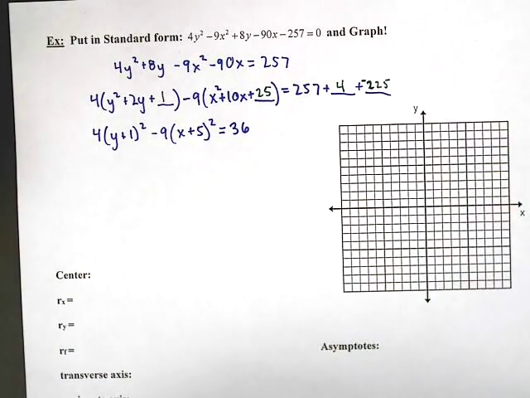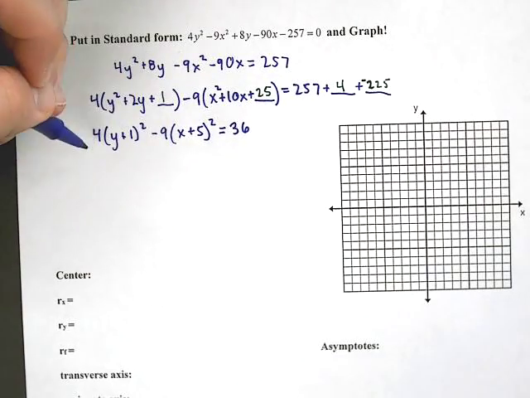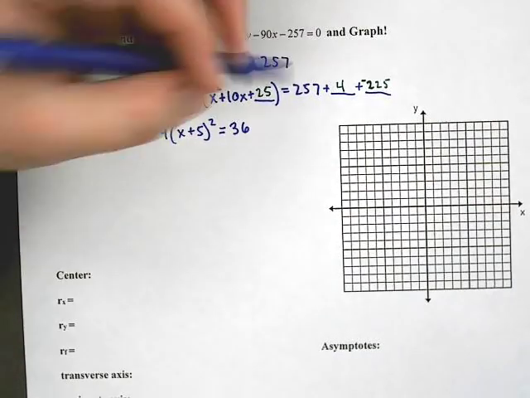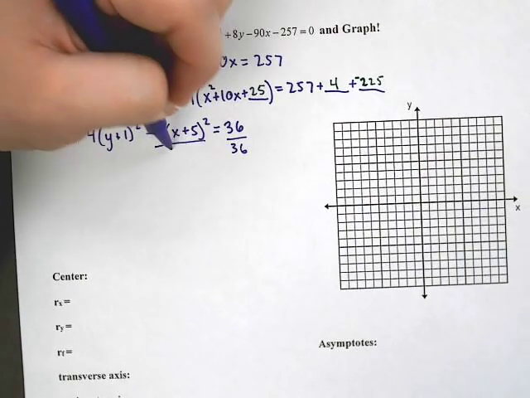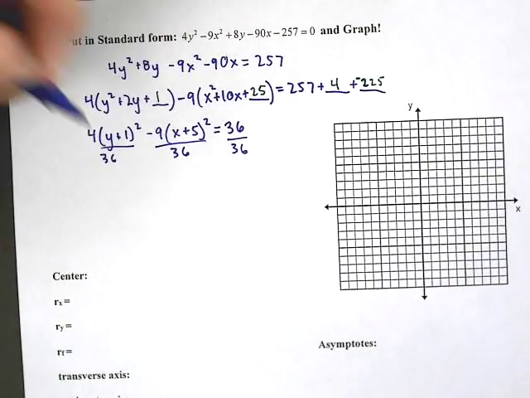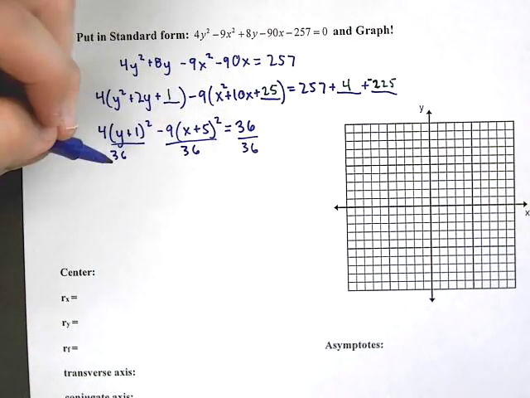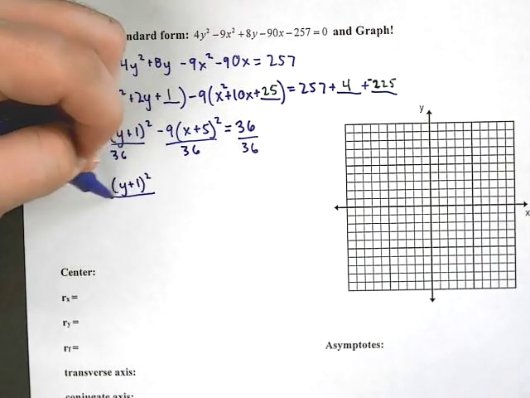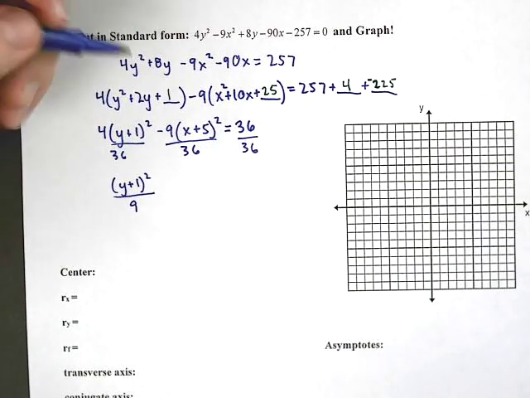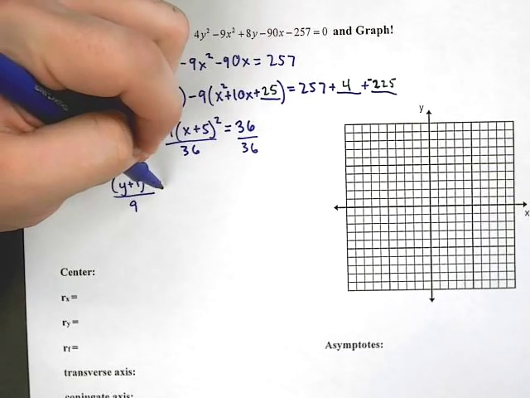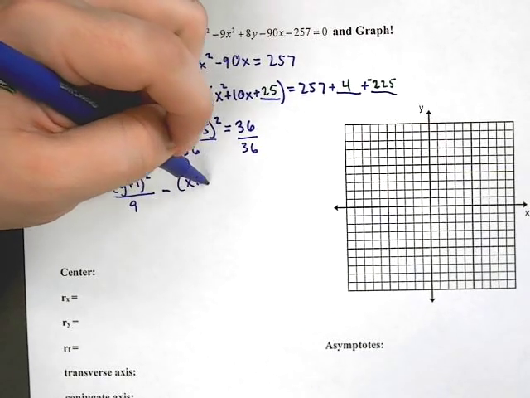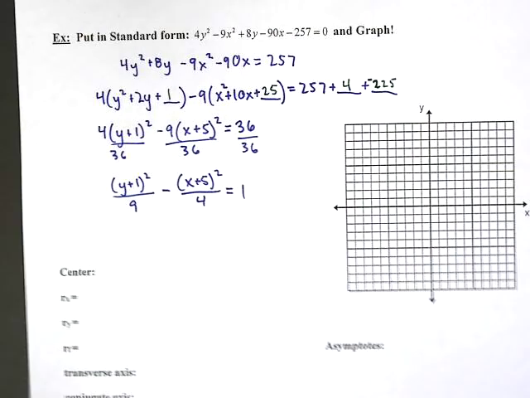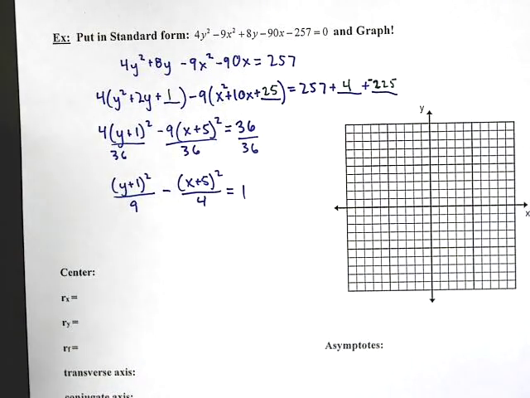All right. So again, different coefficients means we have an ellipse or a hyperbola. Negative tells us hyperbola. Divide by 36. These are going to cancel nicely, or reduce, I should say. We have (y+1)² over 9, (x+5)² over 4, equals 1. All right, not bad.